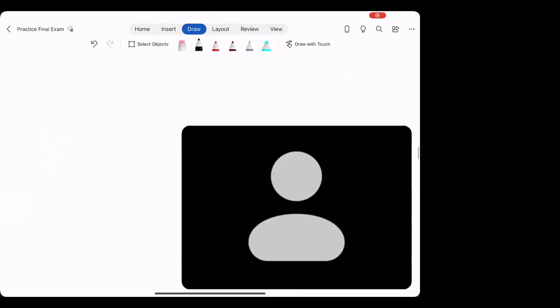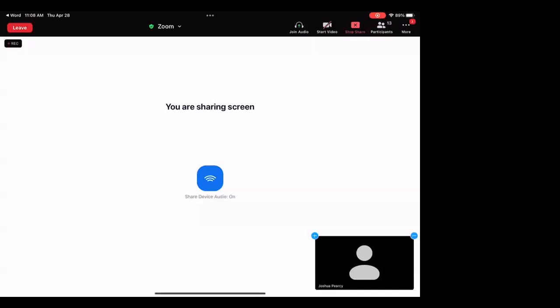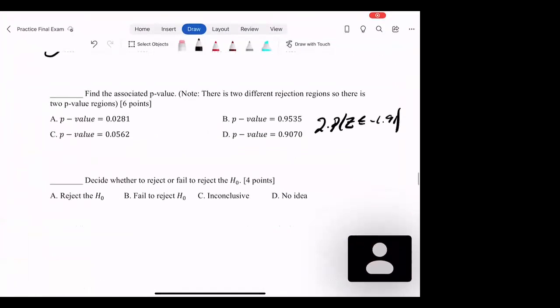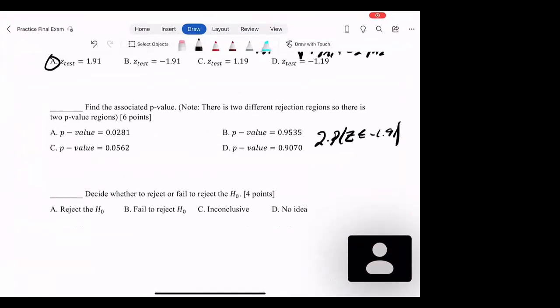So the probability of, gosh dang it. Whoa, what did I do there? Nope, nope. This part here, stop moving. This part here is A, but when you multiply it by 2, it's C.